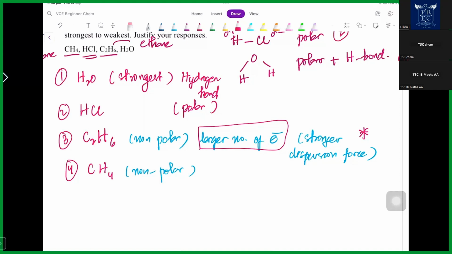Okay, then comes to polar. Then look at non-polar. In the non-polar, you try to look at which one will be stronger. The bigger one, or the one with a larger number of electrons, will be stronger than the one with a lesser number of electrons. Make sense? Okay. Is that okay? Sure.